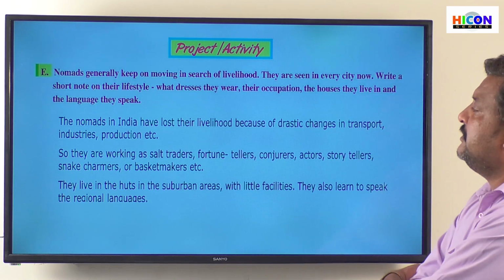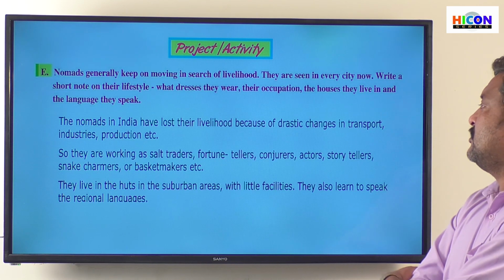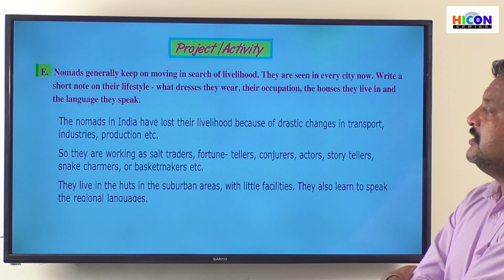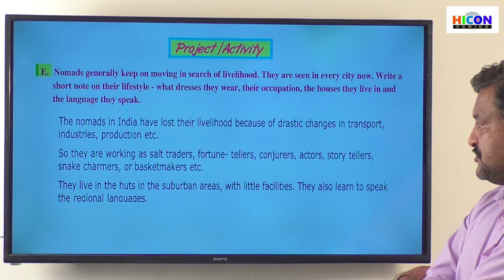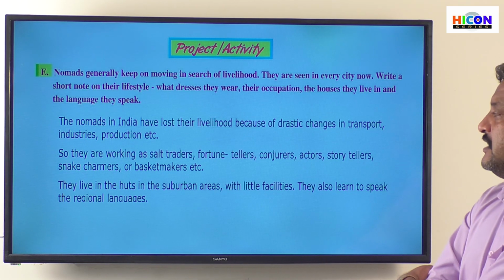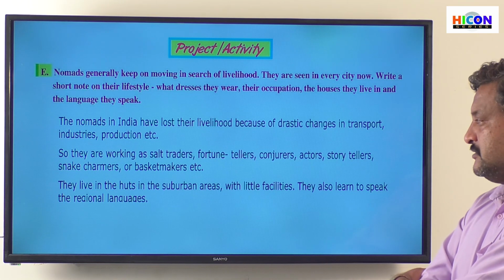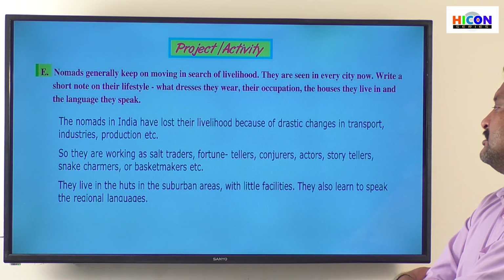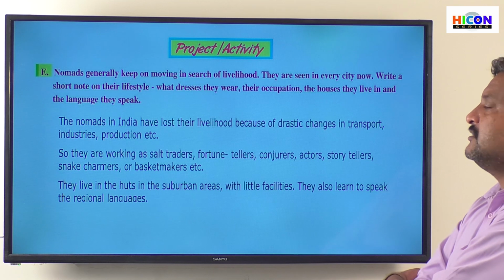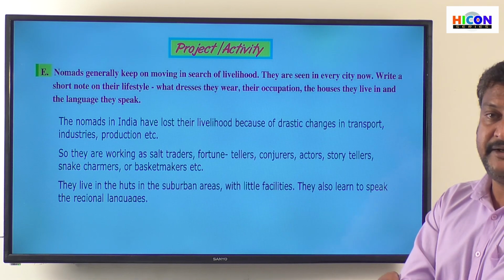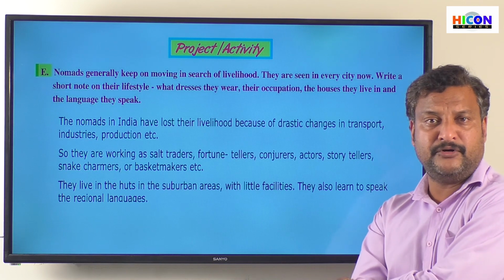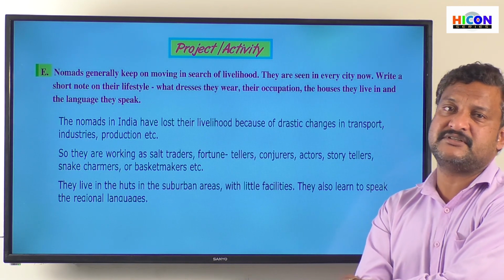The nomads in India have lost their livelihood because of the drastic changes in transport, industries, and production. So they are working as salt traders, fortune tellers, conjurers, actors, storytellers, snake charmers, or basket makers. They live in huts in the suburban areas with little facilities. They also learn to speak the regional languages. Right? So now I'll keep the screen the same for a minute in front of you so that you can have a look at these questions once again.